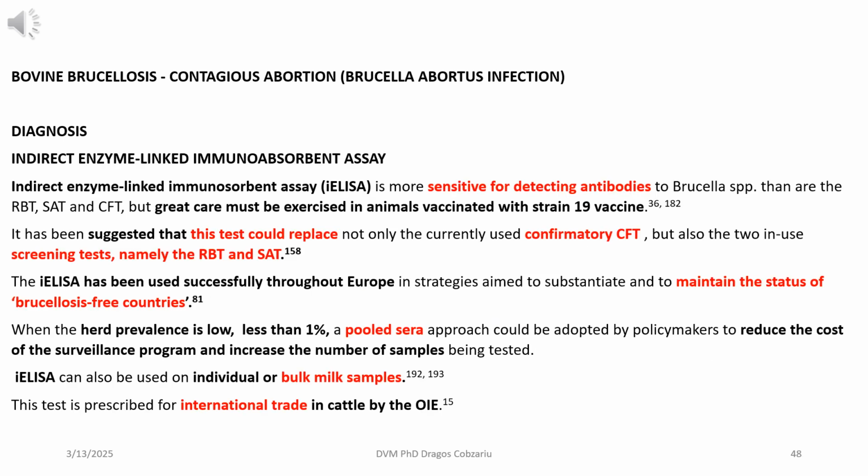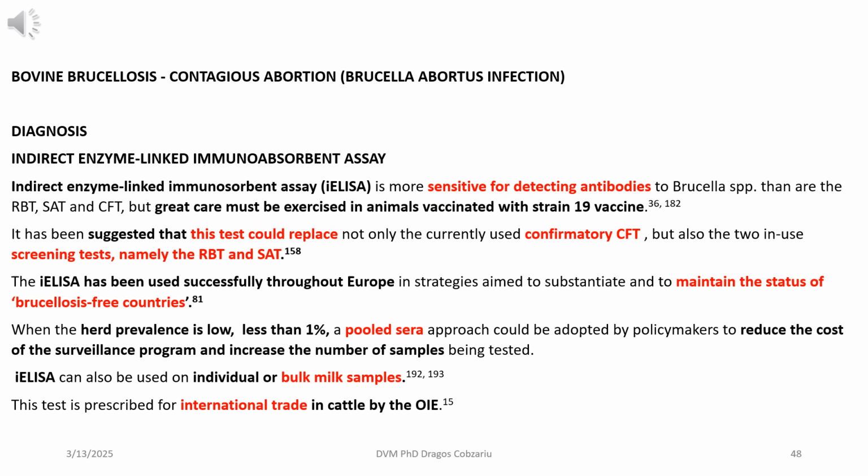Indirect enzyme-linked immunosorbent assay. Indirect enzyme-linked immunosorbent assay, IELISA, is more sensitive for detecting antibodies to Brucella spp than are the RBT, SAT and CFT, but great care must be exercised in animals vaccinated with strain 19 vaccine. It has been suggested that this test could replace not only the currently used confirmatory CFT, but also the two in-use screening tests, namely the RBT and SAT.